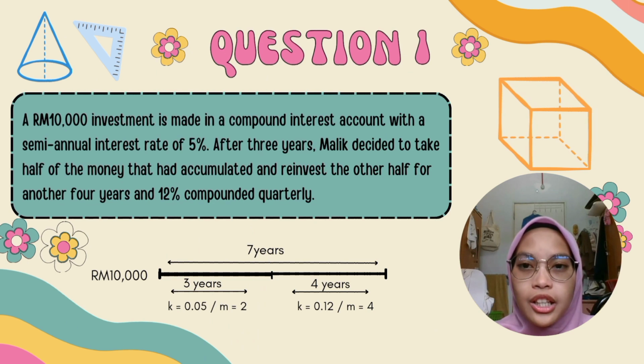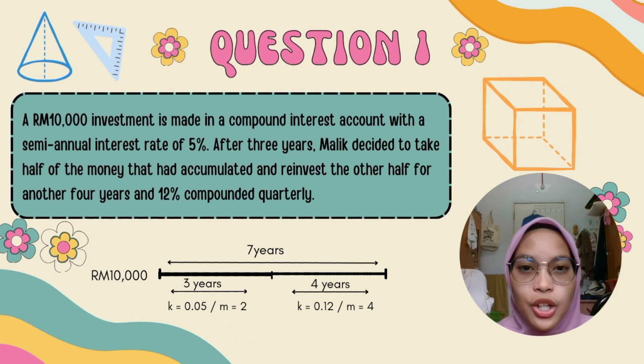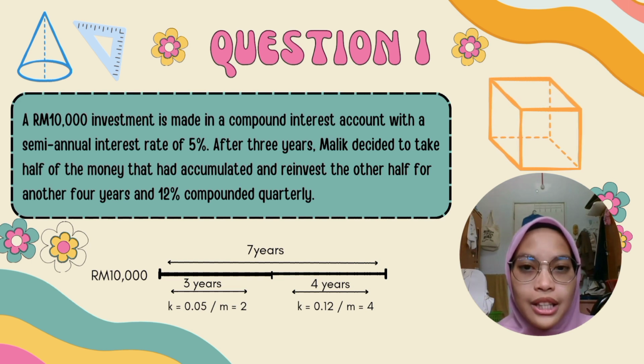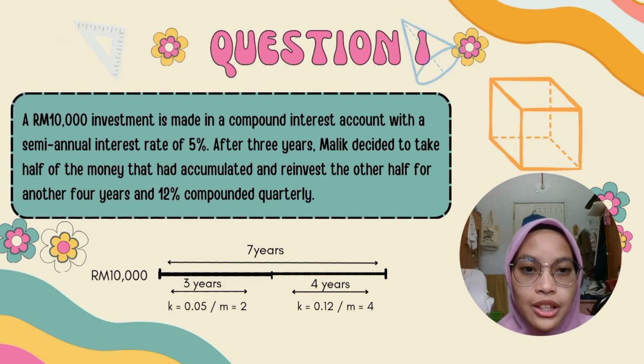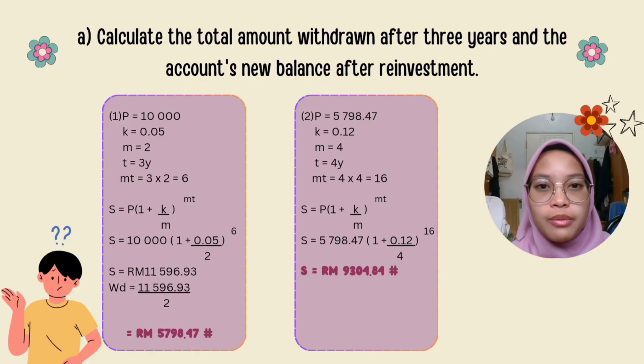Question 1. The 10,000 ringgit investment is made in a compound interest account with a semi-annual interest rate of 5%. After 3 years, Malik decided to take half of the money that had accumulated and reinvest the other half for another 4 years in 12% compounded quarterly. Question A. Calculate the total amount withdrawn after 3 years and the account's new balance after investment.